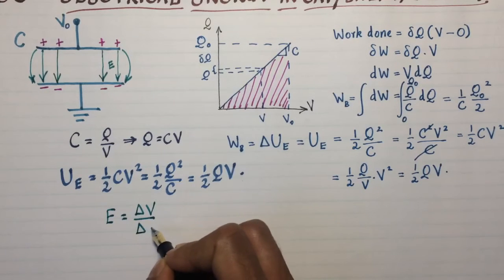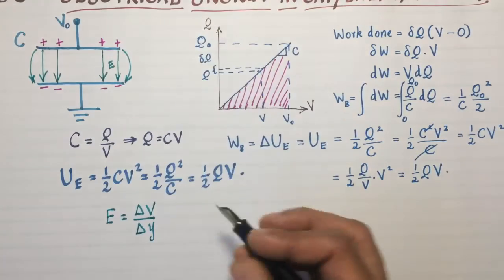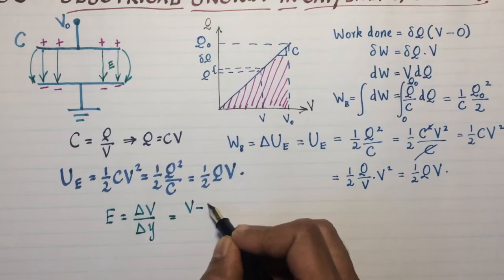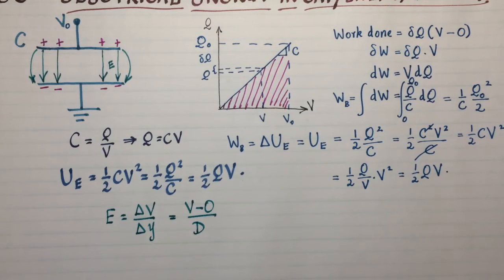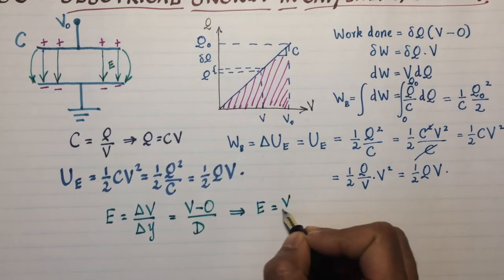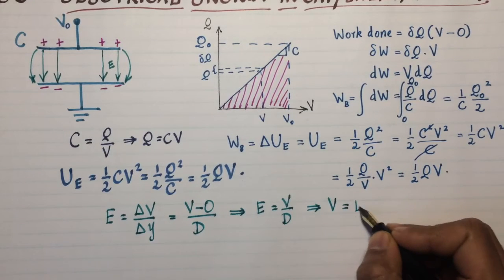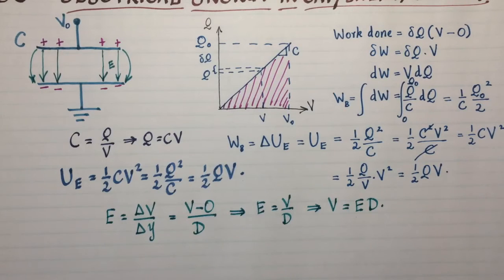Okay? The electric field is the magnitude, that is, the change in the voltage over the change in distance. I'll call this y because this is the y direction. This is just going to be the change in the voltage, which is V minus 0, and the change in distance is just the distance between the plates of the capacitor. So we have a nice expression for the electric field. It's V over D. Or in other words, the voltage is the electric field times the distance. So that's a pretty significant result.